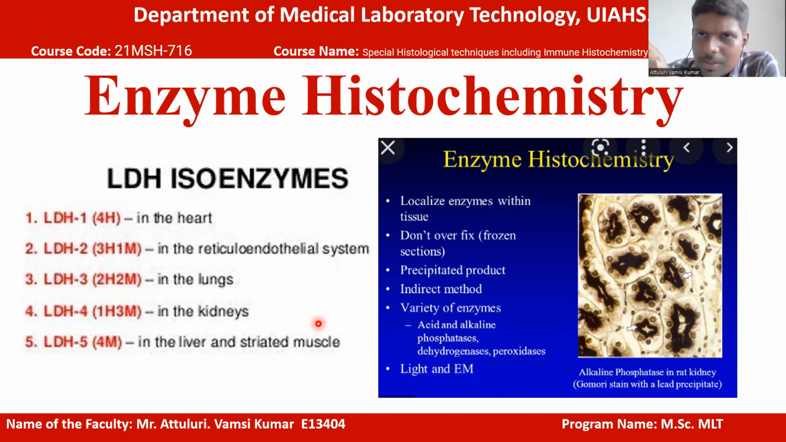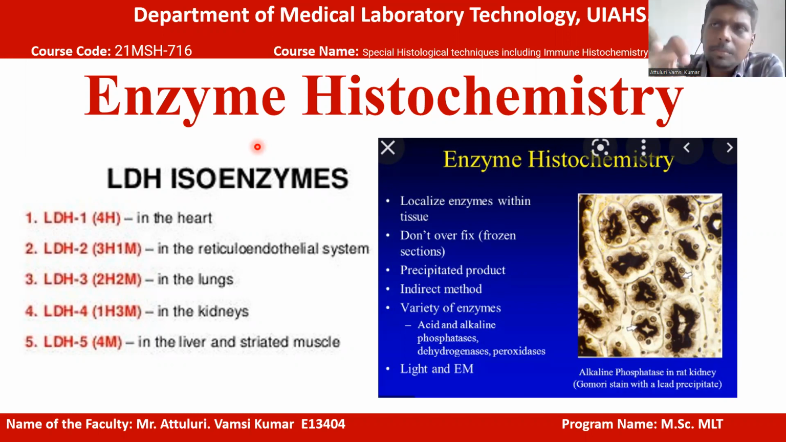So this is immunohistochemistry or advanced histological techniques, and the subject code is 21 MSH 716. Currently we are in Unit 1. Unit 2, immunohistochemistry, has been finished, and in Unit 1 the major topic is enzyme histochemistry.